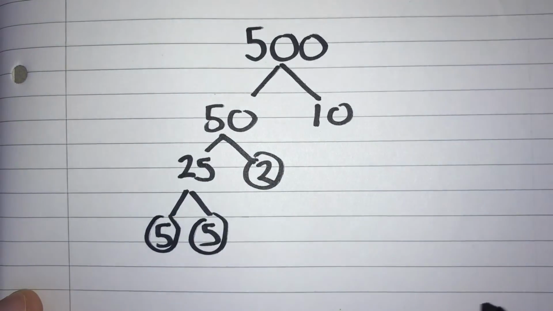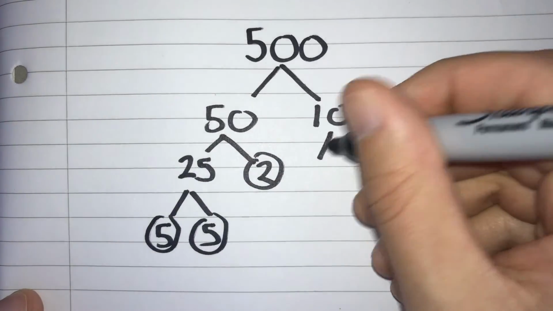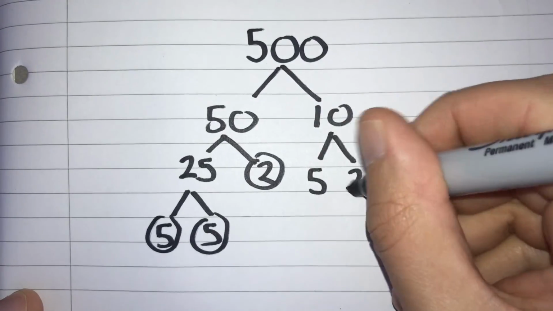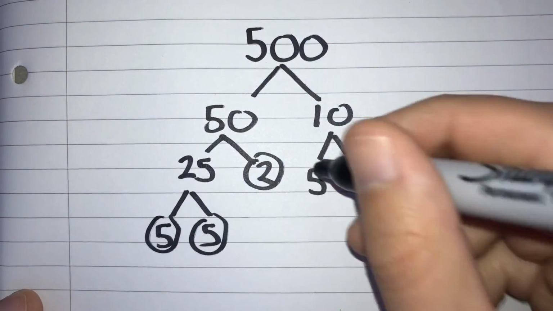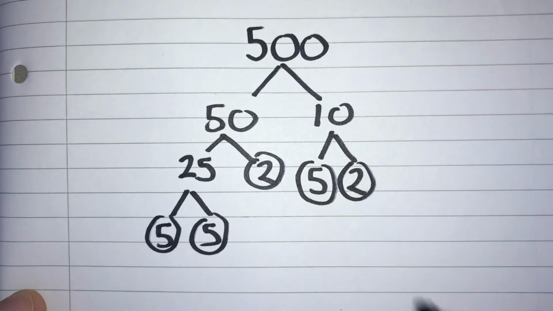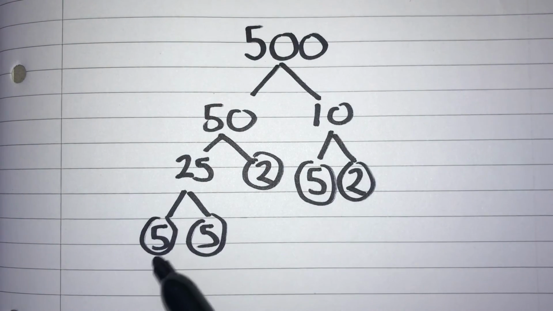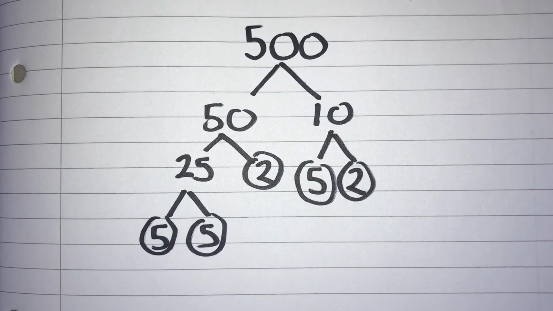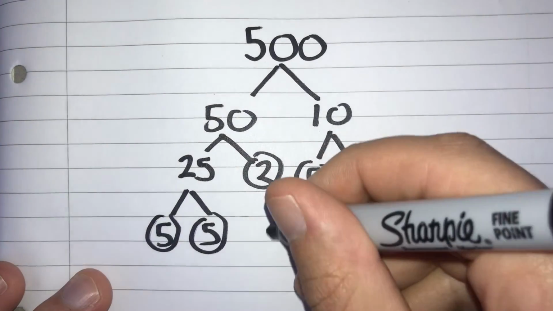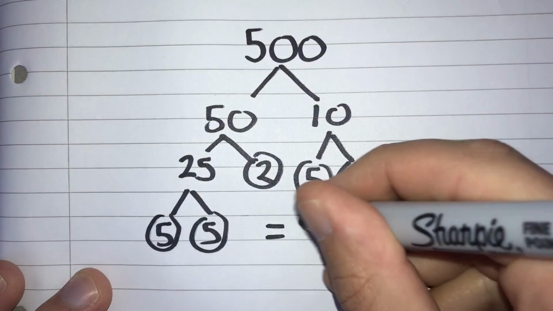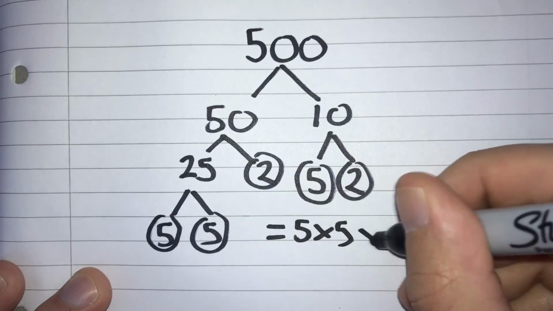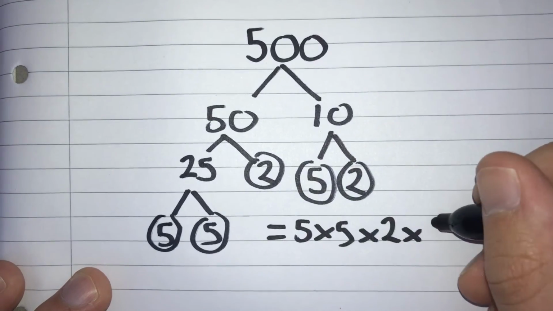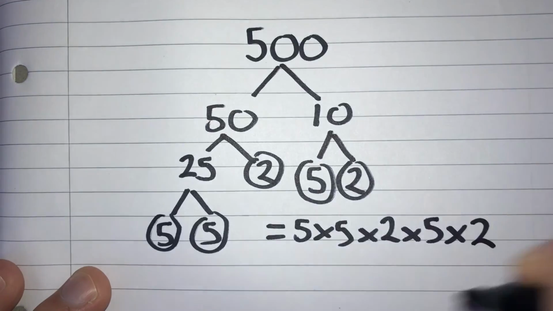We've now got our 10. We can split our 10 up into 5 and 2. Both of which we've already seen are prime numbers. So our prime factors of 500 are going to be 5, 5, 2, 5, and another 2. So we could write it out as 5 times 5 times 2 times 5 times 2.